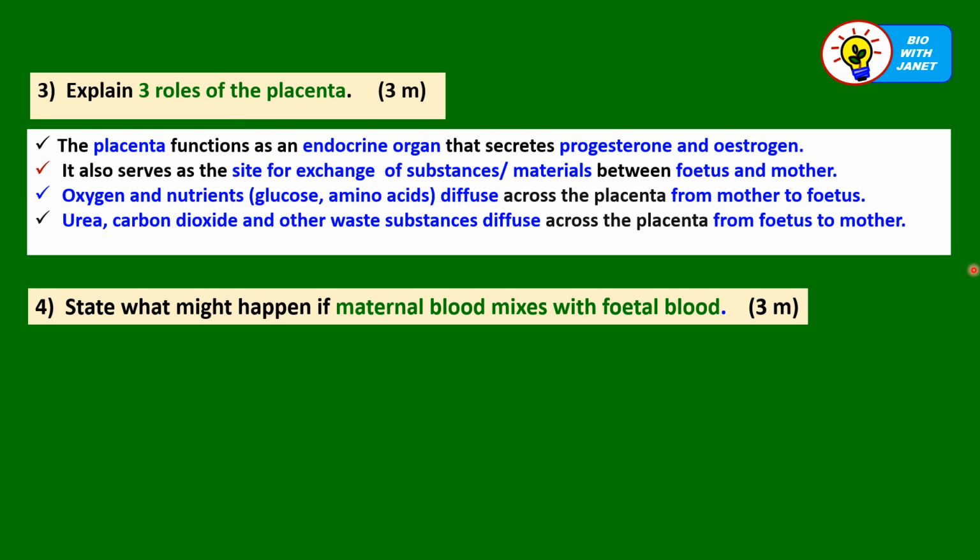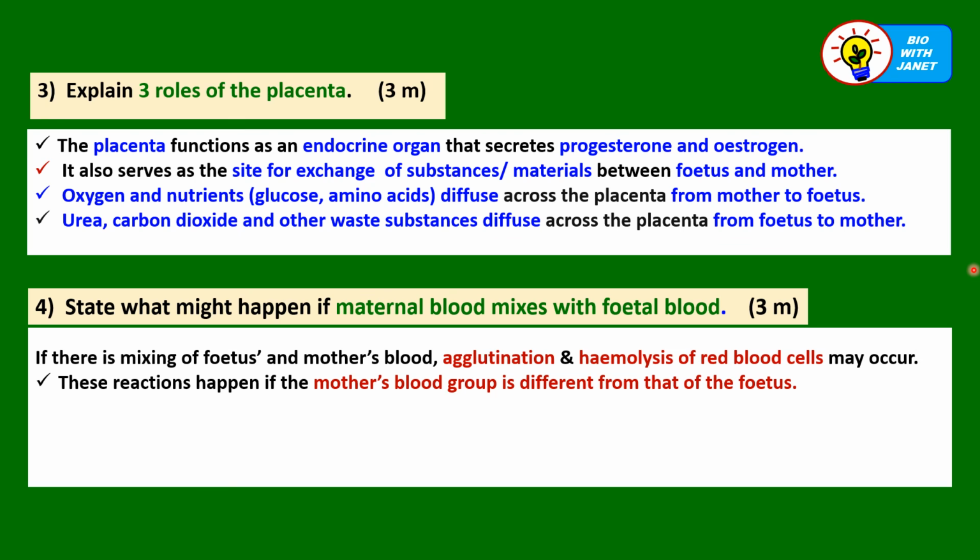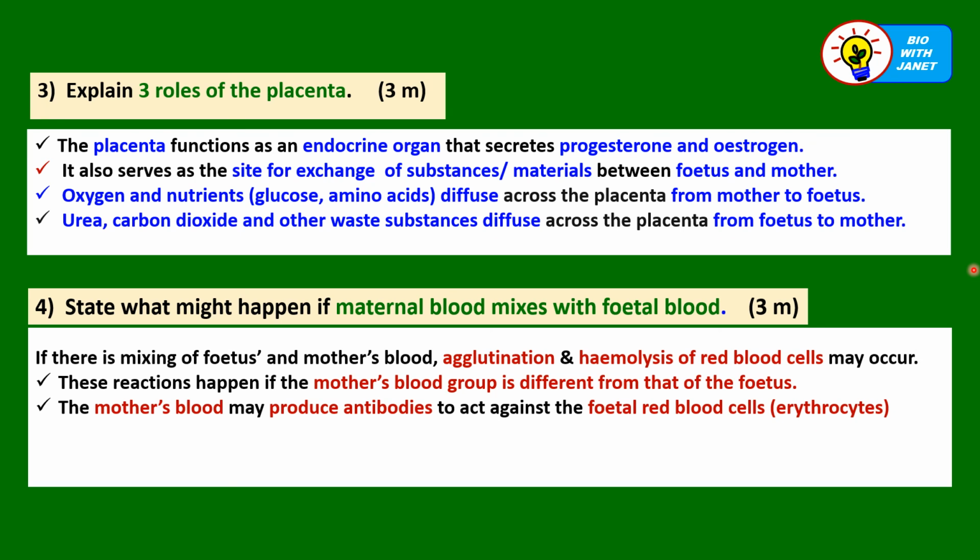Okay, number 4, state what might happen if maternal blood mixes with the fetal blood. 3 marks. So this is like a HOTS question, right? So if there's mixing of fetus and mother's blood, agglutination and hemolysis of red blood cells may occur. These reactions happen if the mother's blood group is different from that of the fetus. So the mother's blood may produce antibodies to act against the fetal red blood cells or erythrocytes if the blood groups are incompatible. So the fetal red blood cells will clump together during agglutination, and this can block blood vessels and cause danger to the fetus.